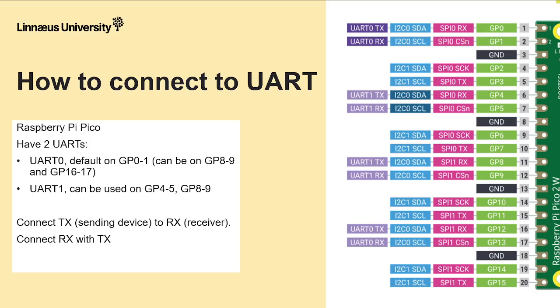On your pinout documentation, you can see that there are two different UARTs, 0 and 1, and 0 is default on pin 0 and pin 1, and we will use this one in the lecture, but there are other configurations. Just look at your pinout diagram, and you see that pin 0 is the transmitter, and pin 1 is the receiver.